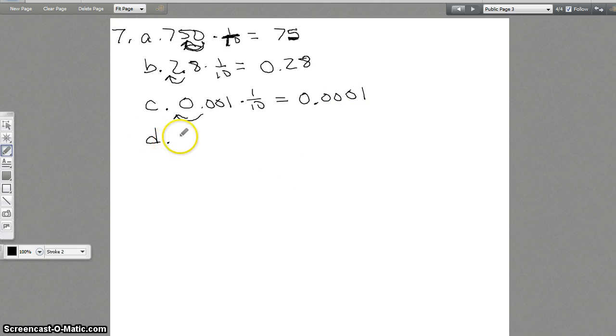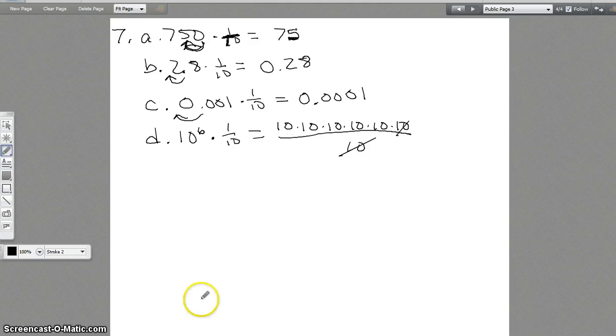Okay, part D, we have 10 to the 6th times 1/10. This is the same thing as having 6 tens up here: 1, 2, 3, 4, 5, 6. So we have 6 tens up here, and we're dividing by a 10. So that's going to cross off one of the tens, and what we will have now is 10 to the 5th. We did have 6 tens, but when we divided by another 10, that took away one of the tens that we had. So now we only have 5 of the tens.